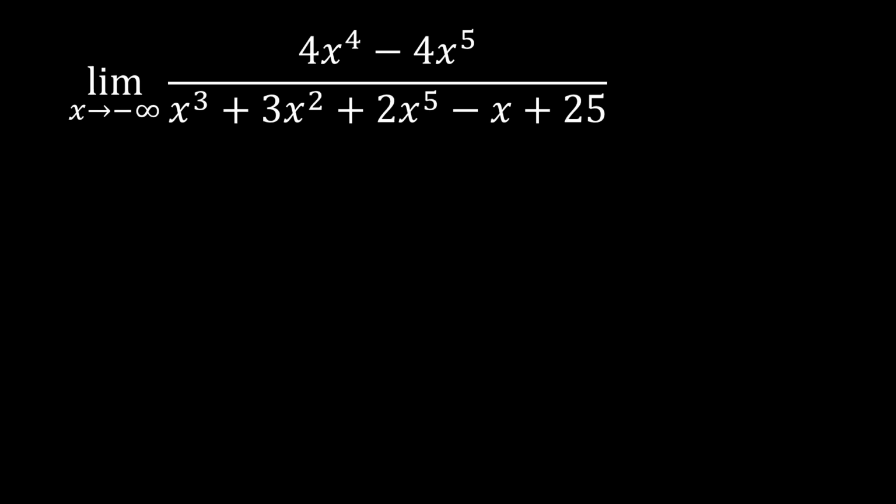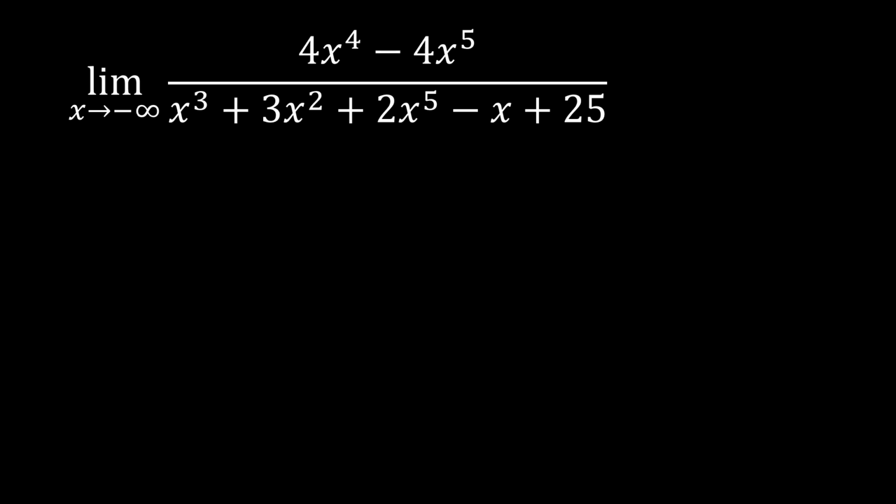So let's now go for another example. This time we have the limit of 4x to the power of 4 minus 4x to the power of 5 over x cubed plus 3x squared plus 2x to the power of 5 minus x plus 25 as x approaches negative infinity.